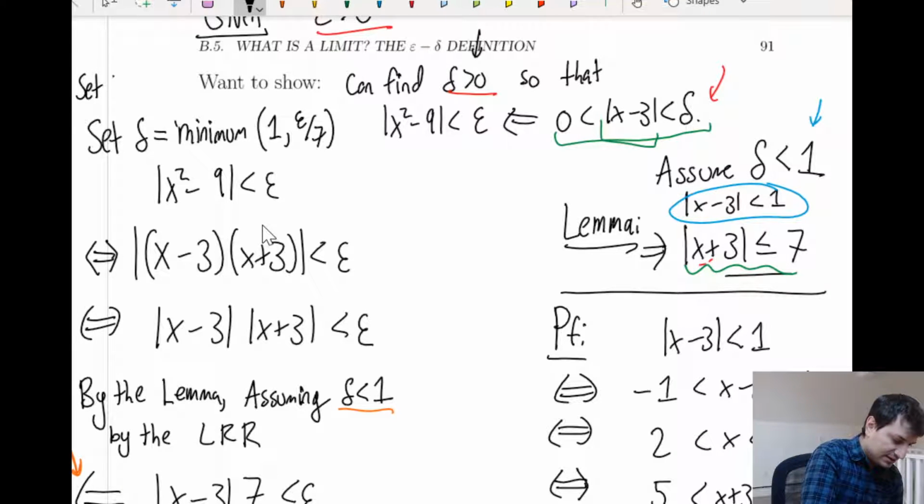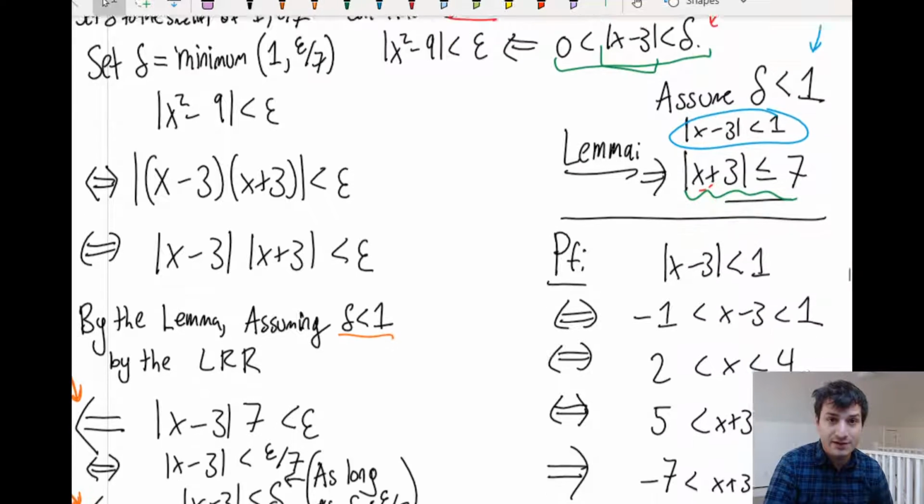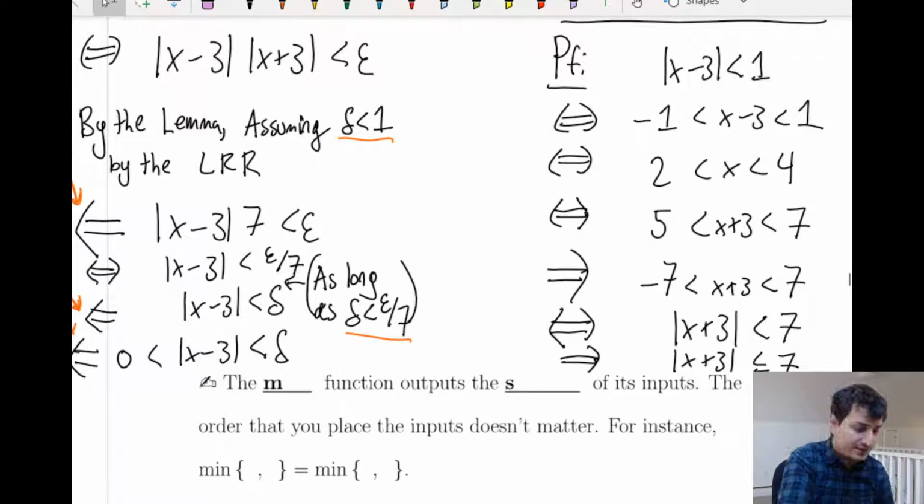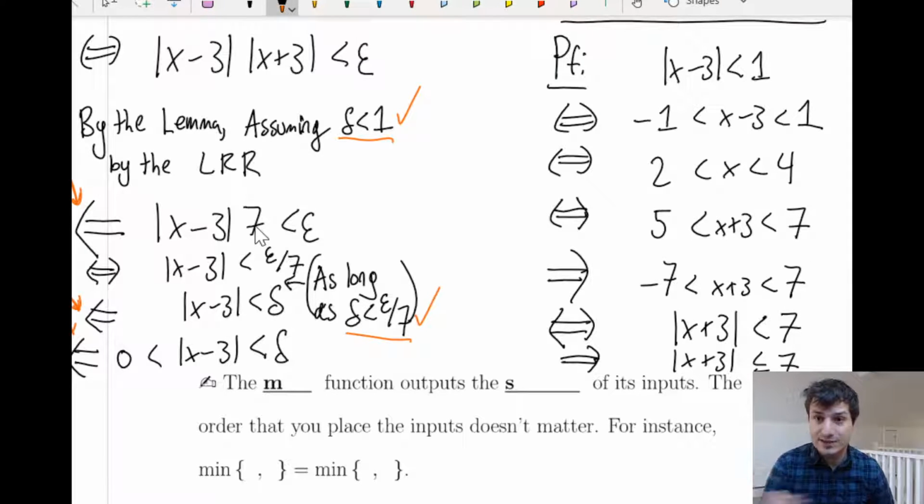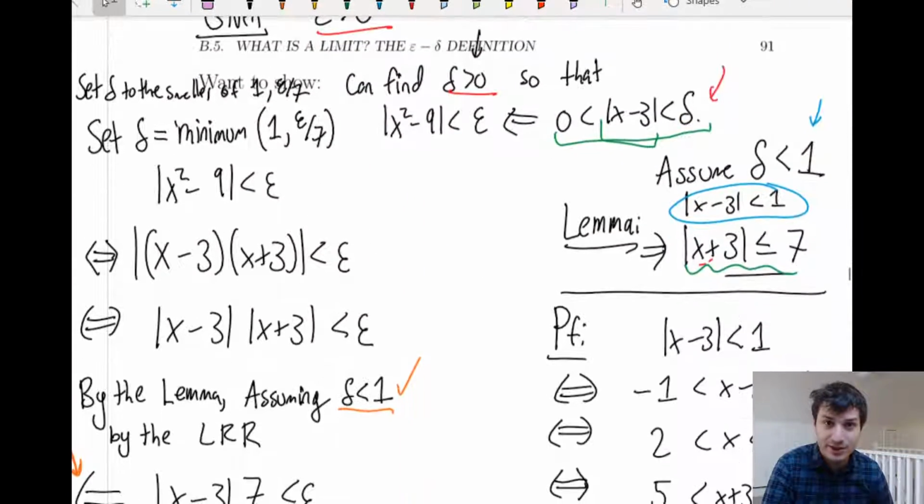So another way to write delta is the minimum of 1 and epsilon by 7. You could also write, set delta to the smaller of 1 and epsilon by 7. Those mean exactly the same thing. Minimum just means whichever is smaller, do that. And so by choosing delta to be the minimum of 1 and epsilon divided by 7, it satisfies both that it's less than 1 and that it's less than epsilon by 7. Because it's the smaller one, it satisfies both. And that means our proof is perfectly good. It connects the two things we want.